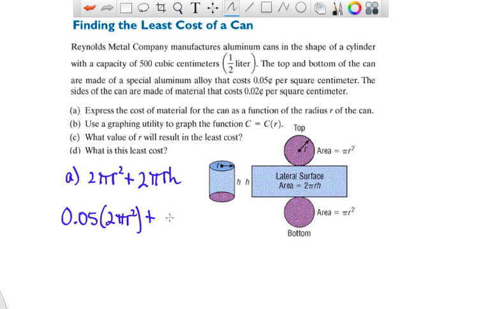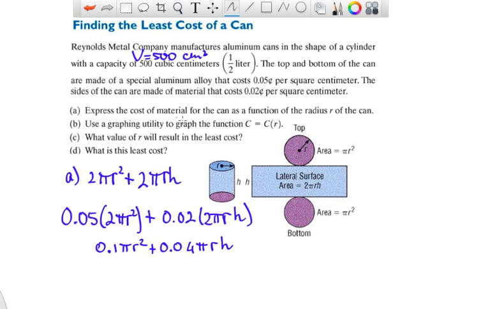Well, that's good. And this one is the one that we're struggling with a little bit, because I have an h in there, and this whole thing needs to be a function of r. So let's at least multiply this out. That's 0.1 times pi times r squared plus 0.04, if I do my math right, times pi times r times h. Okay. Well, we do have a restriction here, and that is that the volume of the can is 500 cubic centimeters. And the volume for a can would be the area of the base, pi r squared, times the height. And we know that that volume has to be 500.